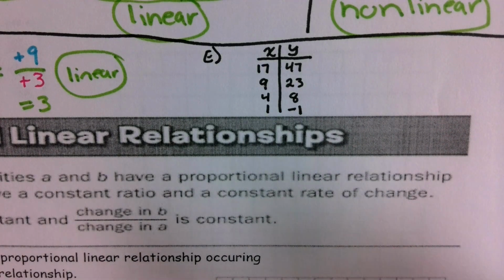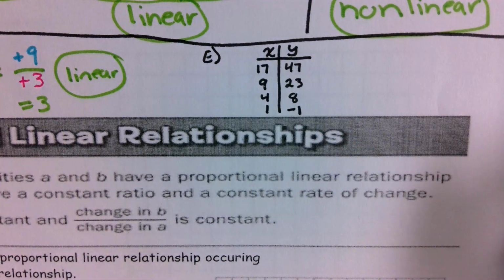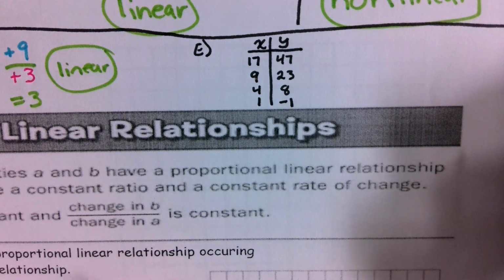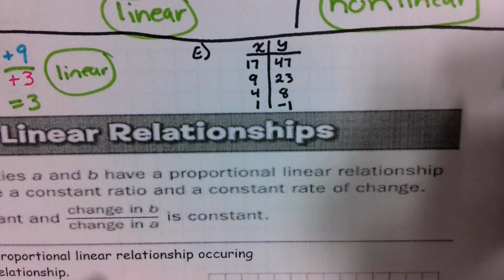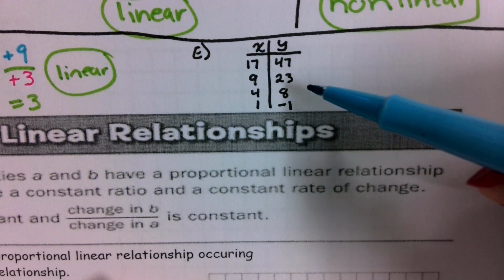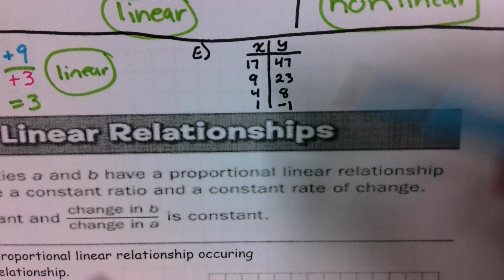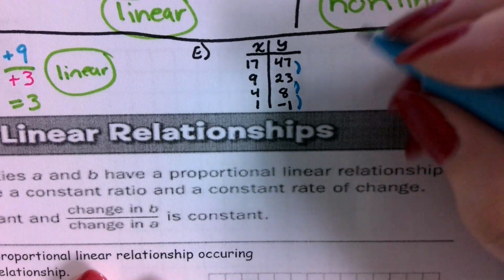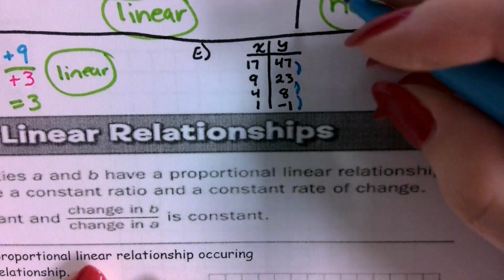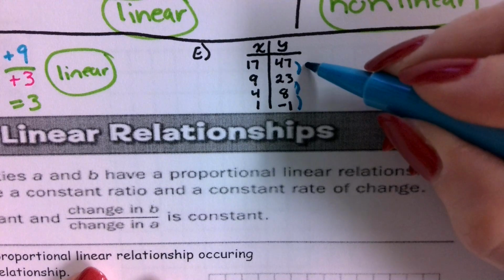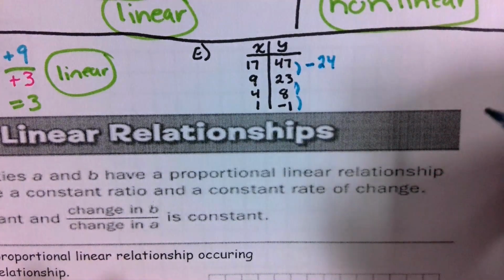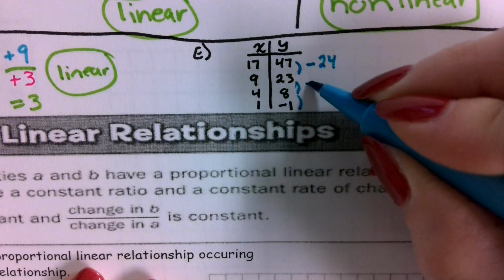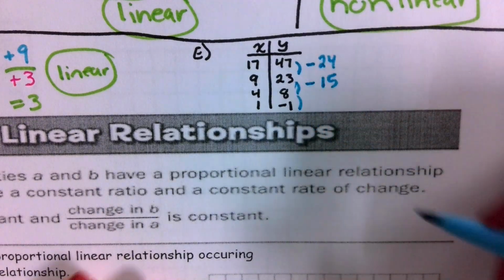All right, let's take a look at it. What are the values of change for the y? Ray, what did the y values change by? To go from 47 to 23, 23 to 8, 8 to negative 1, what were the changes that were occurring? Okay. And then from 23 to 8? And then from 8 to negative 1?